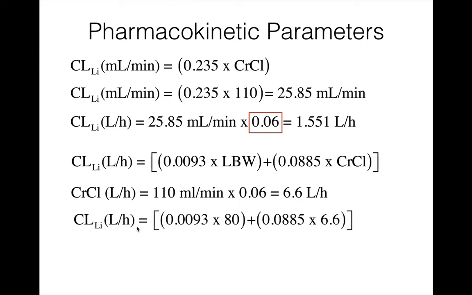Then we plug that into the formula for lithium clearance using first our lean body weight of 80 kilograms, and then the creatinine clearance in liters per hour of 6.6. And that gives us a lithium clearance estimated at 1.328 liters per hour. You can see that the two methods are slightly different in their prediction, the first method yielding a higher predicted lithium clearance than the second method.